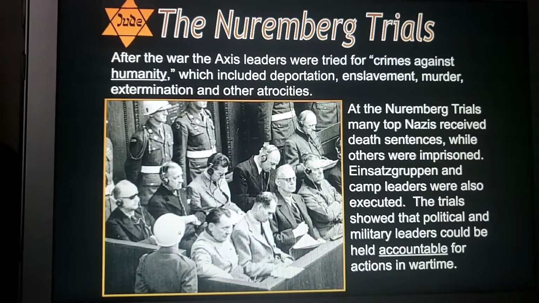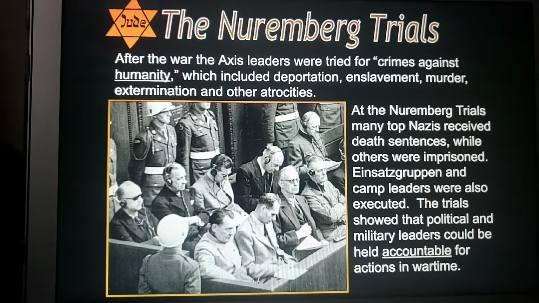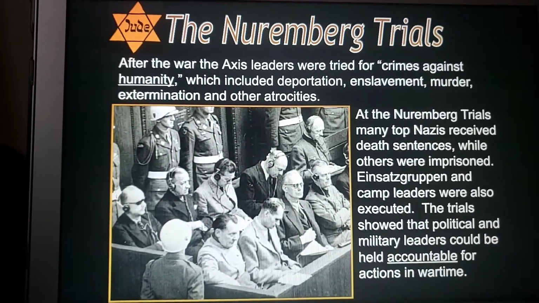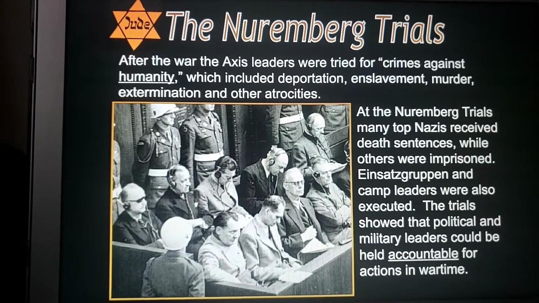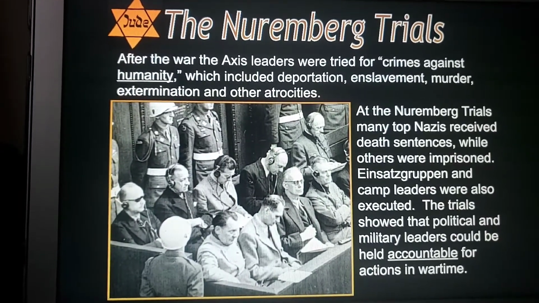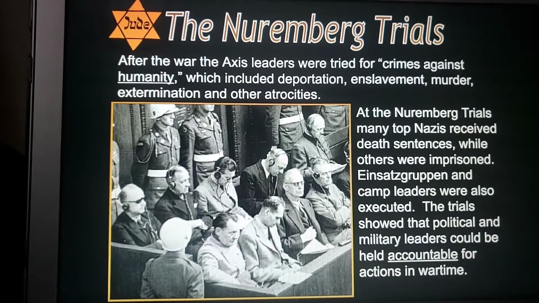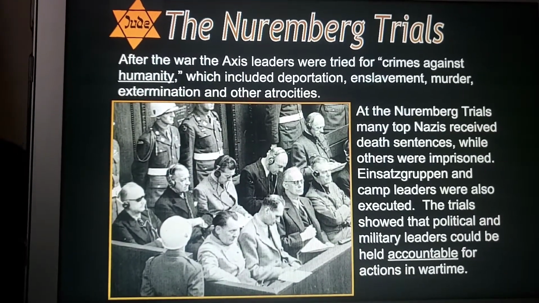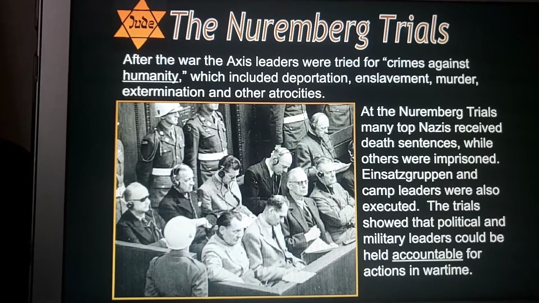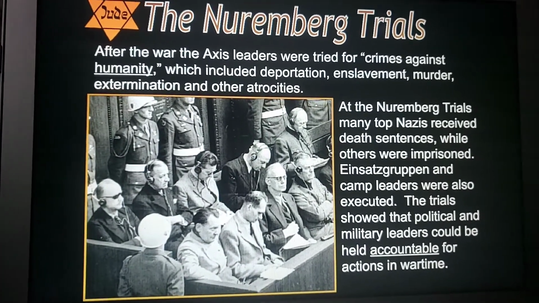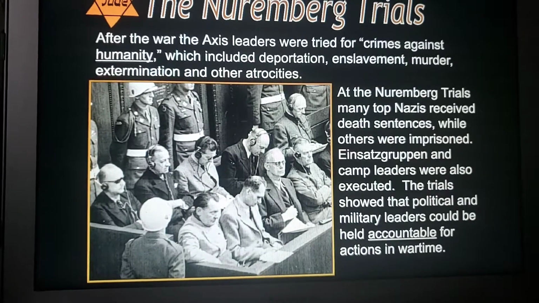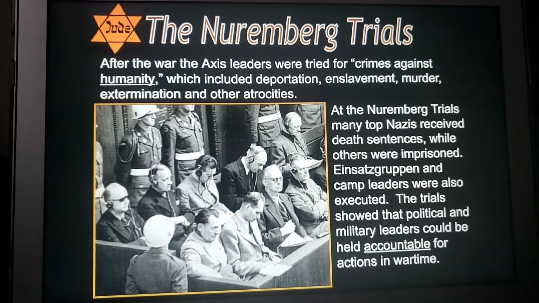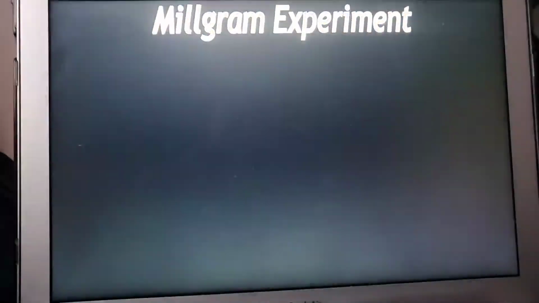This idea that we can, after a war, hold people accountable for their actions if we think that they were considered crimes against humanity. So several Nazis are either given long prison sentences or sentenced to death for their actions in being a part of the Holocaust. Now, Hitler will not be held accountable because he commits suicide.